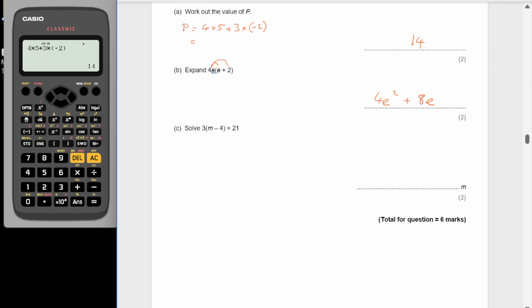And then for my final one, solve. I always like to take shortcuts where I can. So rather than expand the bracket as my first step, I'm going to divide both sides by 3 as my first step to get rid of that multiplier. So I've got m minus 4 is equal to 21 divided by 3, which is 7. And then add 4 on both sides would give me m is equal to 11. I should say m is equal to 11. I'm not quite sure why that slipped there.